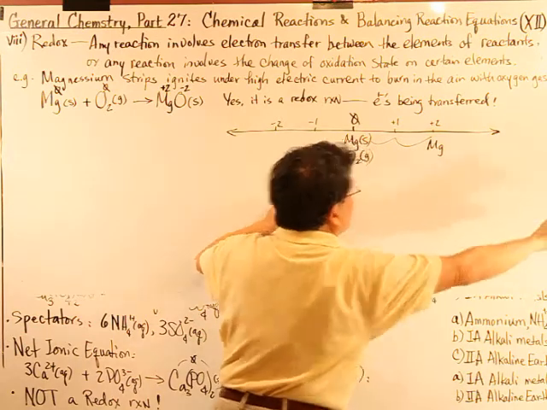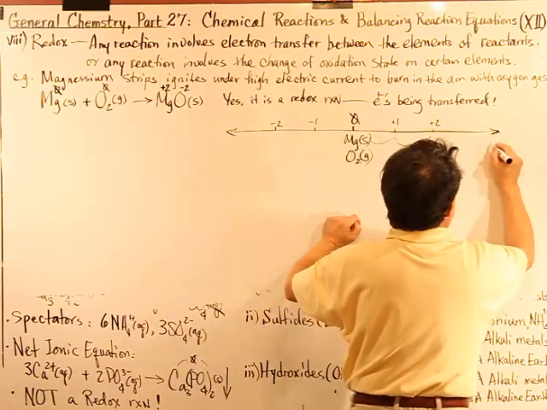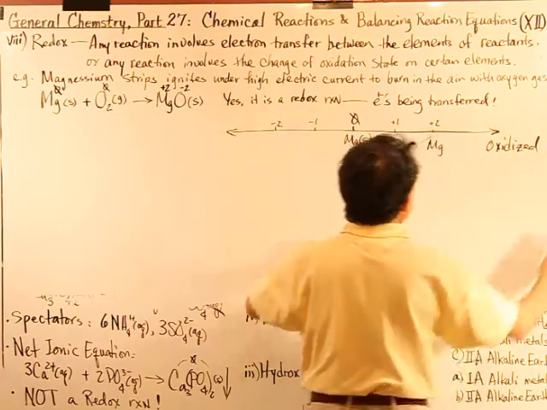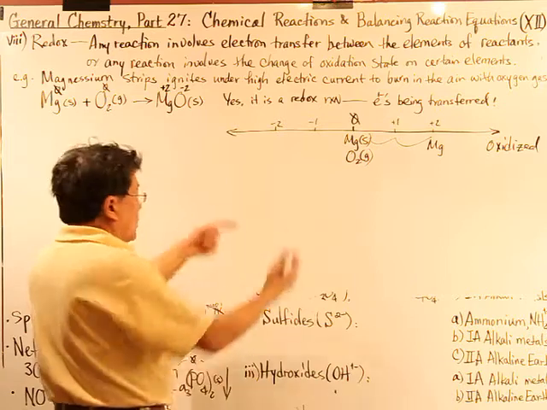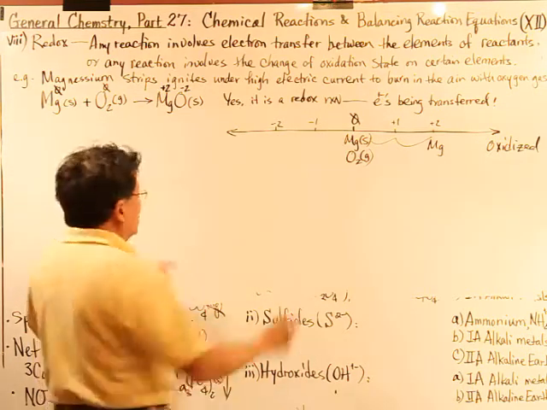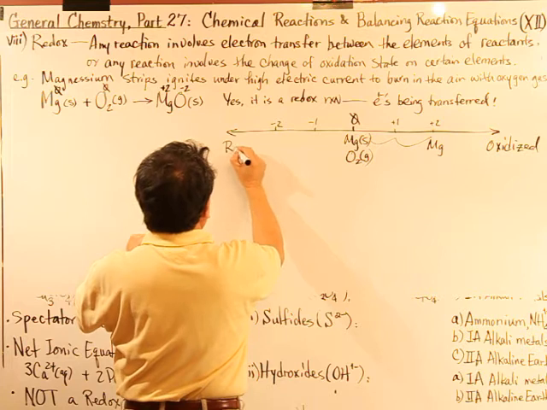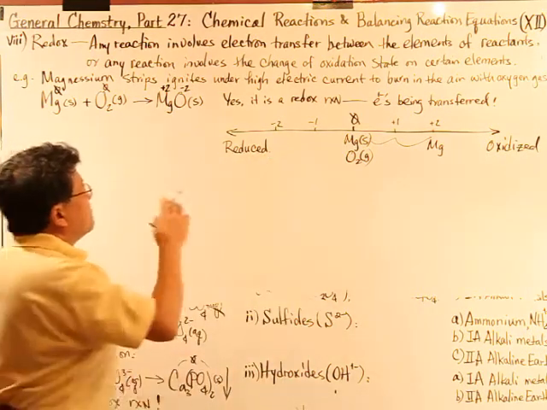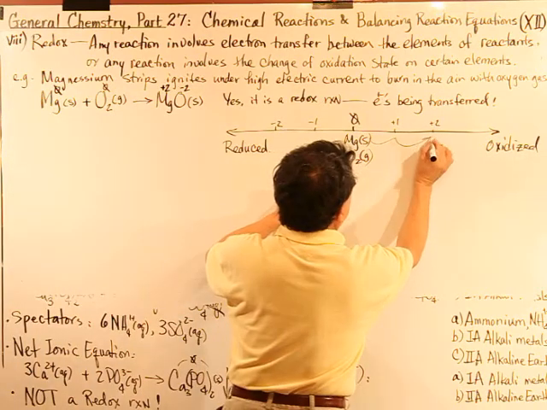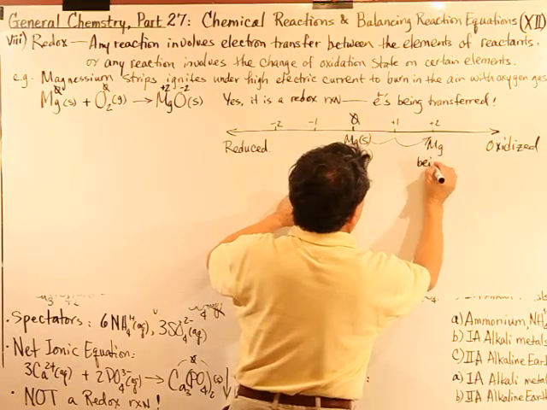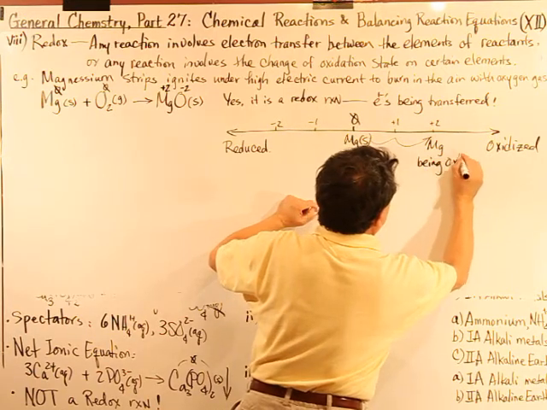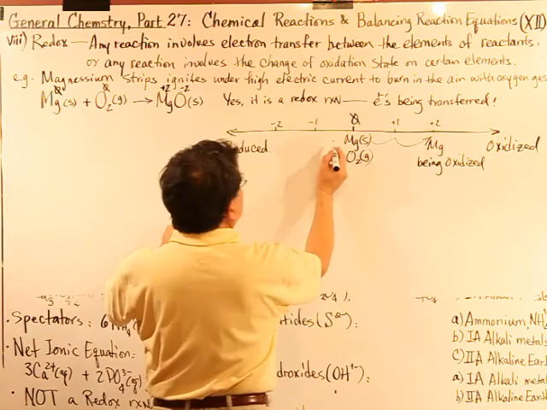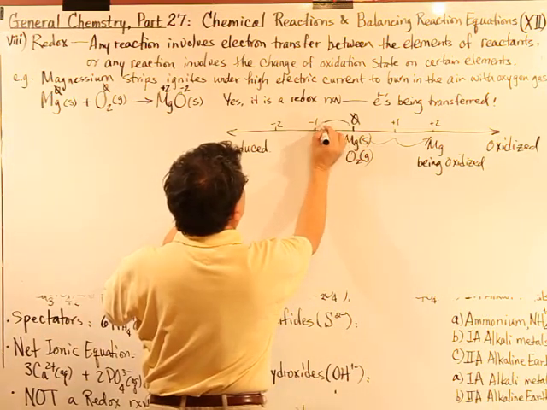Now if we go to the right hand side, that means what? This arrow means oxidized. That's the direction. Here is reduced. Well, it's decreased, right? Decrease means reduced, right? So this is going to be reduced. Now, so magnesium from 0 to plus is being oxidized. Is that clear?